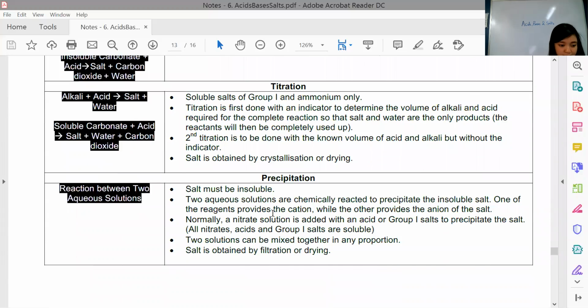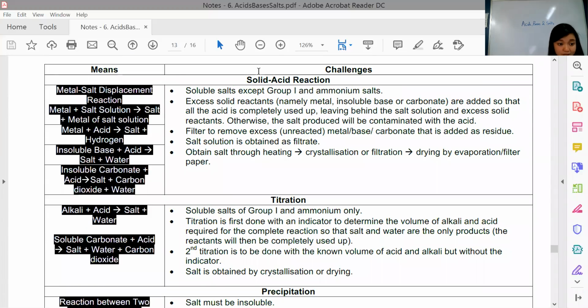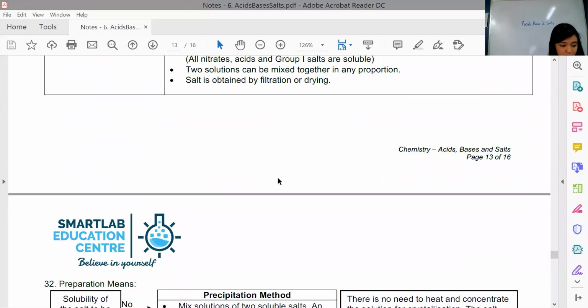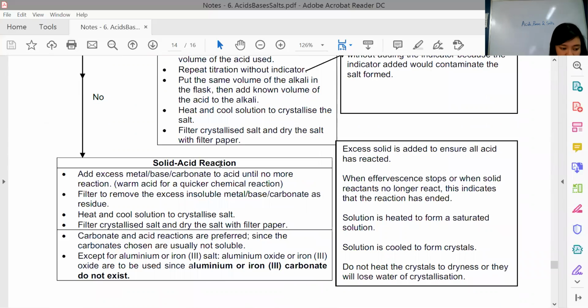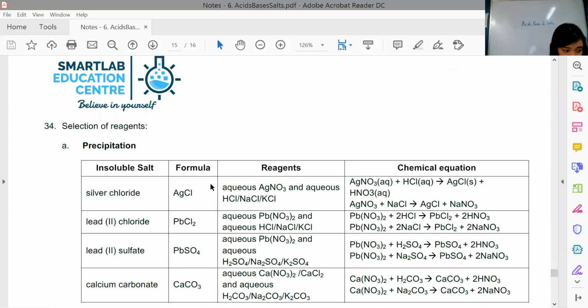Okay, next let us look at the methods used to prepare the salts. We refer to this table, mind map over here. If the salt that is produced is not soluble, based on the table previously that we were looking at, we should be using the precipitation method. The precipitation method will involve mixing the solutions of 2 soluble salts. So let's look at an example at the bottom.